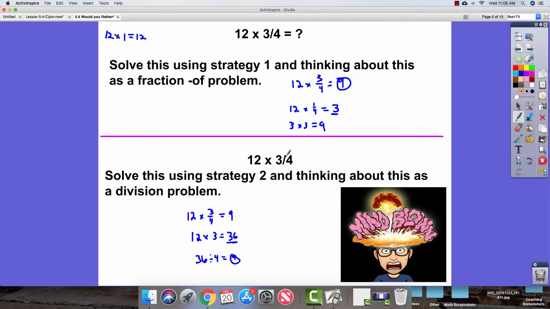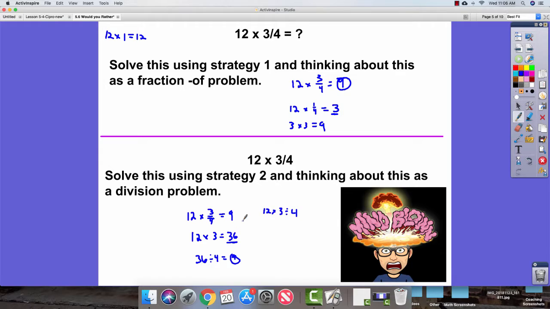So both strategies, I got the same answer. And we talked a little bit about why that works, and I know I said I wouldn't do it, but I can't help myself. 12 times 3/4, we know that the fraction bar means division. So really, I'm just doing 12 times 3 divided by 4, because I can replace that fraction bar with a division symbol.